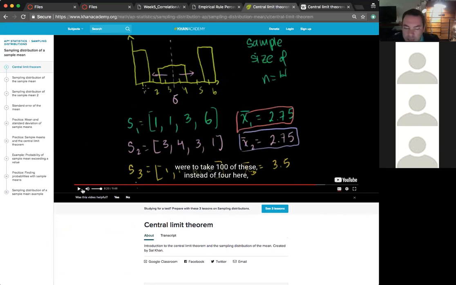But the idea is, as we're increasing the sample size, the data is going to take on more and more of a normal distribution, and the empirical rule is going to be that much more accurate when we have a larger sample size. So that's the whole idea behind why the empirical rule works.